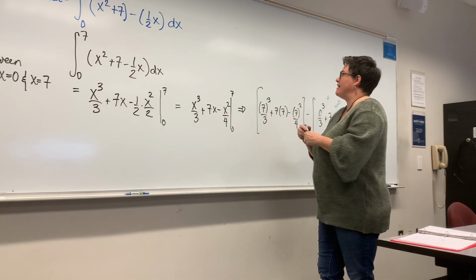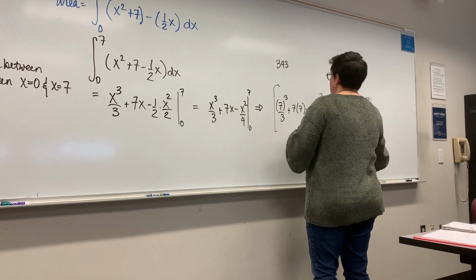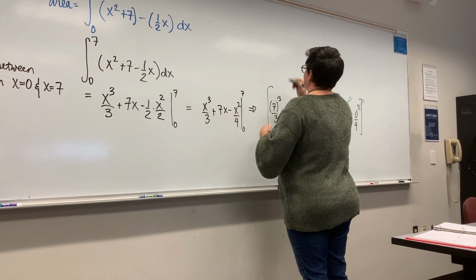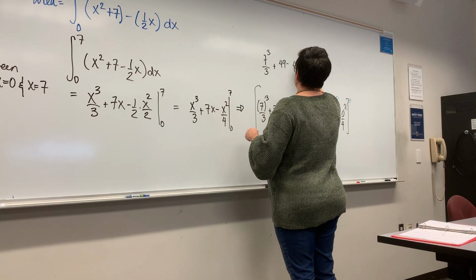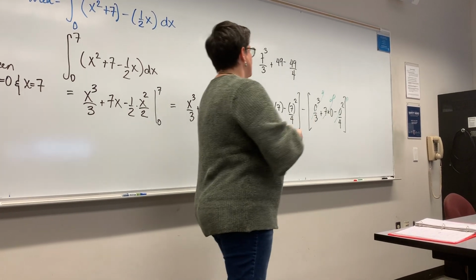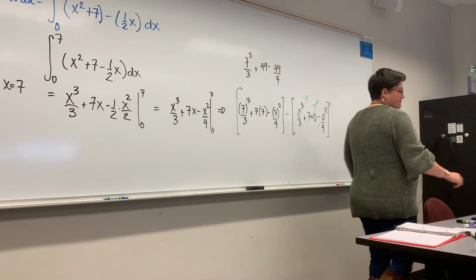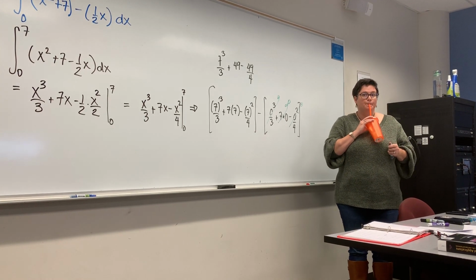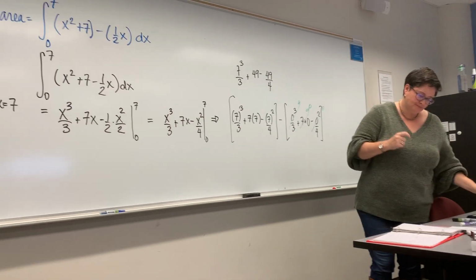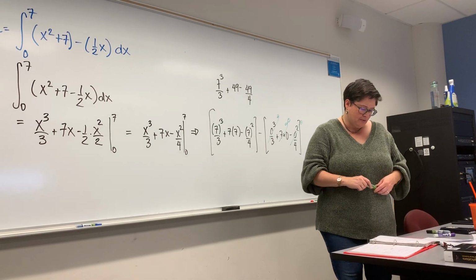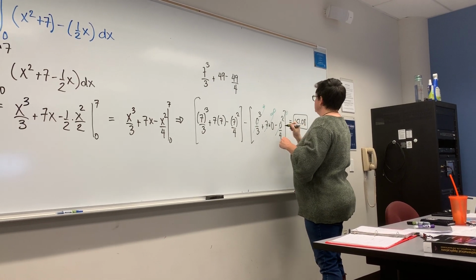So now, what do we have? I don't know, 343 over 3? Is that right? I don't even know. Let's just say 7 cubed over 3 plus 49 minus 49 over 4. So that's what I would plug into my calculator. That's a lot easier than all that nonsense, right? What's your answer? 151 point. Anybody else get that? Yeah, I got it. Awesome.